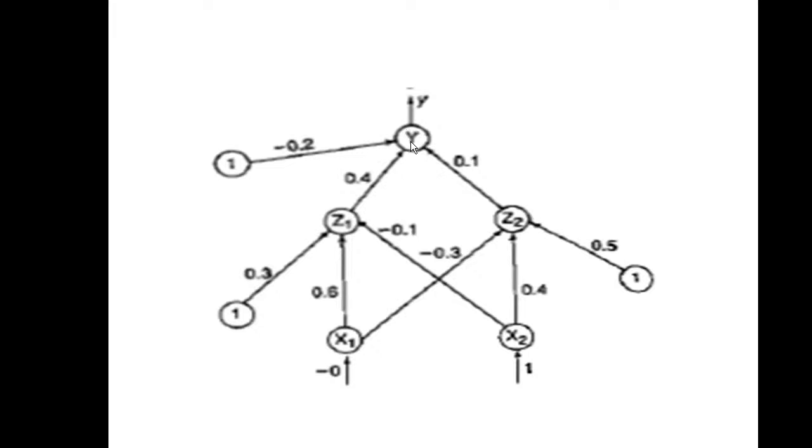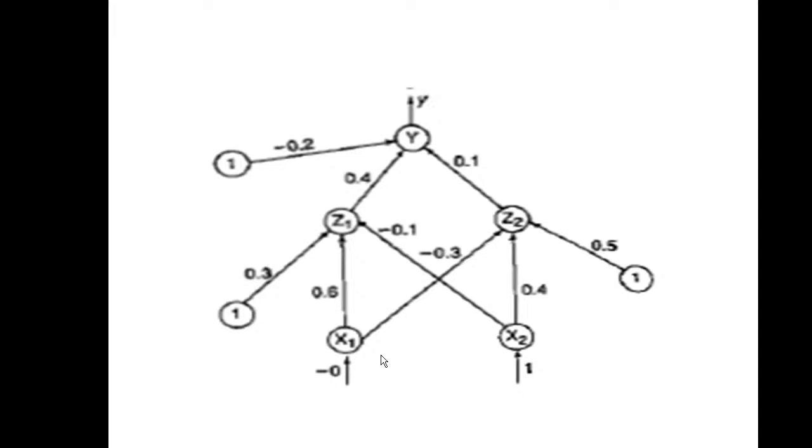Then the output neuron is connected from z1, the hidden layer, by 0.4 weight, and from z2 it is connected to y by 0.1 weight. On the output neuron there is one bias unit, connected by minus 0.2 weight. It is a bias.